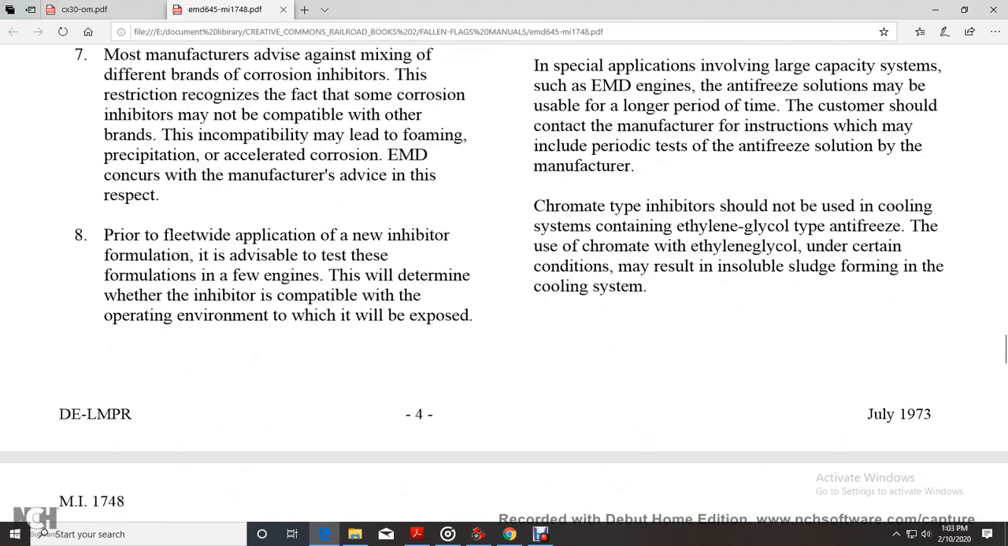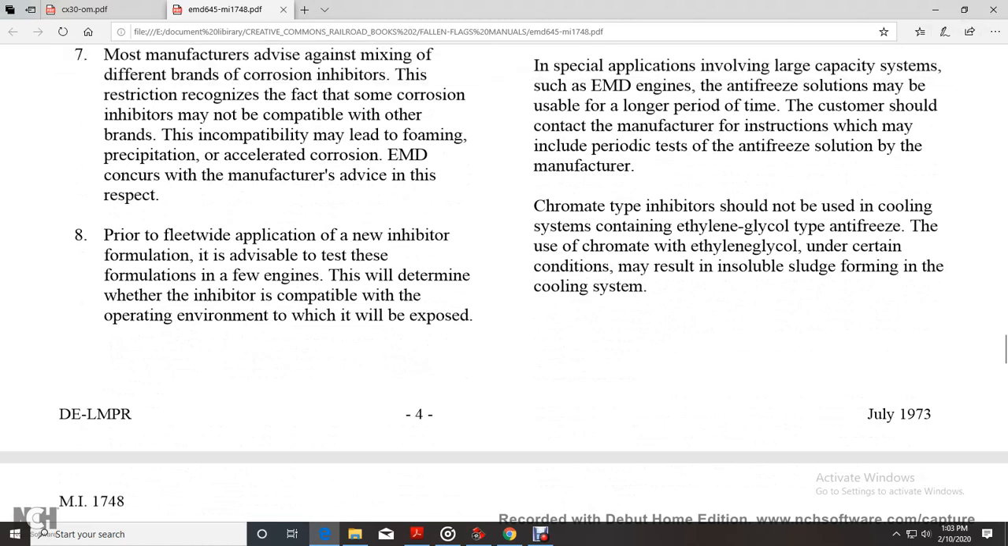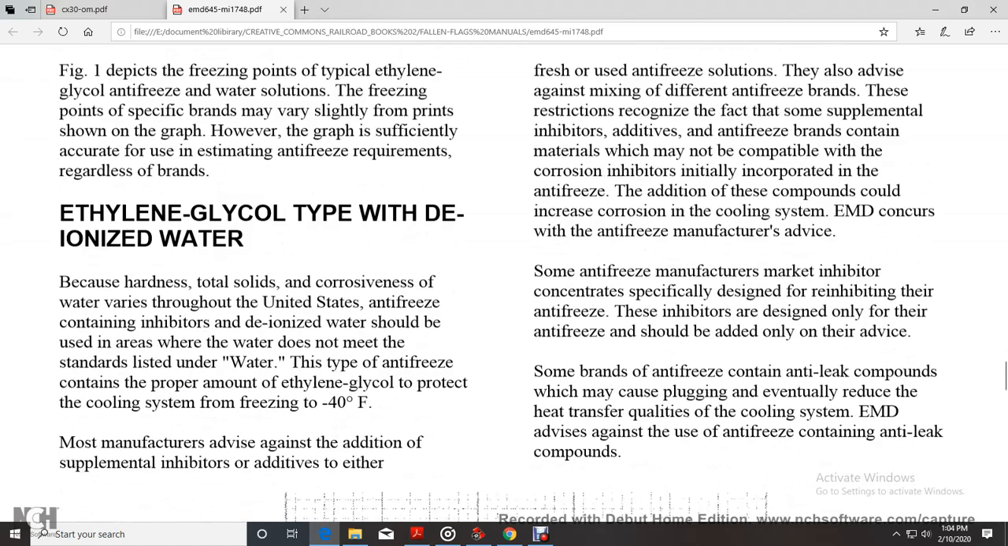Antifreeze solutions containing chromate type inhibitors should not be used in a cooling system containing the ethylene glycol type of antifreeze. The use of chromate with ethylene glycol under certain conditions may result in insoluble sludge forming in the cooling system. Figure 1 depicts the freezing point for the ethylene glycol antifreeze water solution. Freezing points of a specific brand may vary slightly from the points shown on the graph. The graph is sufficiently accurate for estimating antifreeze requirements regardless of the brand.